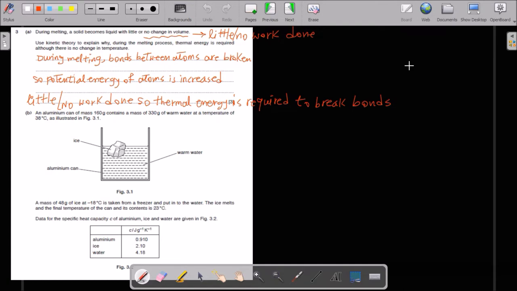We know that when there is no change in volume, no work is done. So during melting, bonds between atoms are broken. So the potential energy of atoms is increased. And since it is said that there is little or no change in volume, little or no work is done. So thermal energy is required to break bonds. And the temperature doesn't change in this question during melting. Okay.